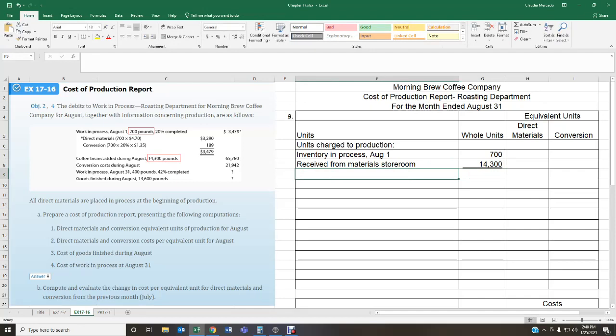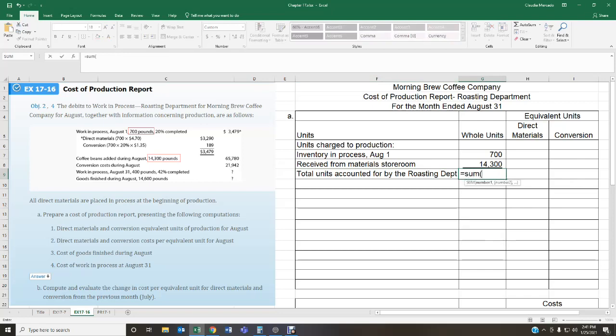Okay, so now the total units accounted for by the roasting department, we're going to add those two together. That's our beginning inventory plus whatever we added during this month. That gives us 15,000 pounds of coffee beans. Okay. Now we're going to start doing units to be assigned costs. Okay. So we know we're going to start off with our inventory in process August the 1st. And these are 20% complete.